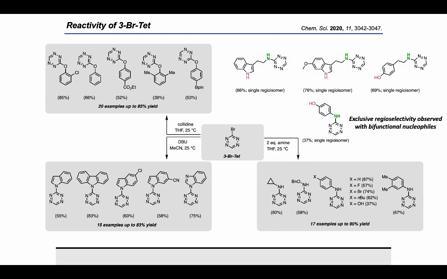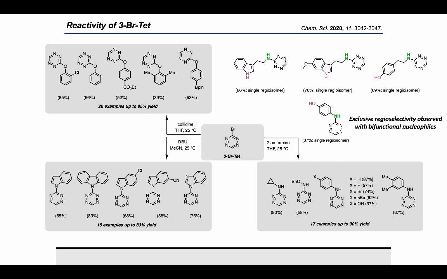Next, we were intrigued to see what happens if we use bifunctional compounds containing 2 potential nucleophilic sites. Interestingly, we were only able to isolate a single regioisomer in each case. These tryptamine-derived compounds reacted exclusively at the amine over the indole. The tyramine and the aminophenol also selectively reacted at the amino functionality, and thus these compounds were obtained with exclusive regioselectivity.